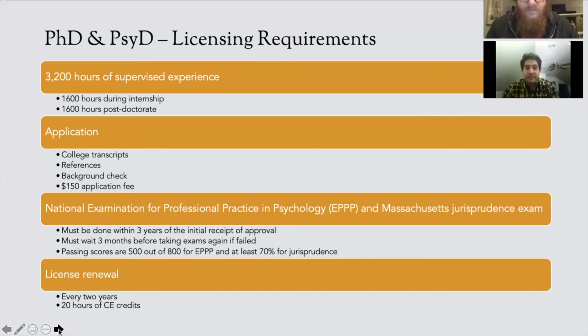These must be completed within 3 years of your initial receipt of approval to take the exam. So after you submit that application, you get the approval, you have 3 years to take them. And if you do not pass, then you must wait 3 months before taking the exams again. And passing scores are 500 out of 800 for the EPPP and at least 70% for the jurisprudence. License renewal is required every 2 years, and 20 hours of CE credits are part of that as well.